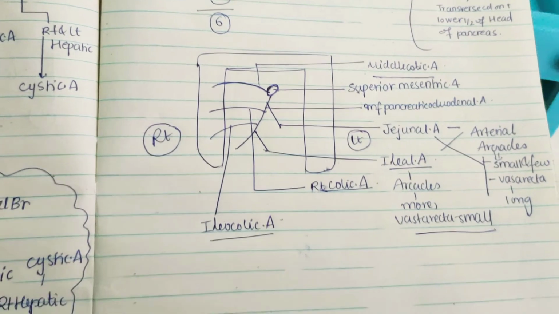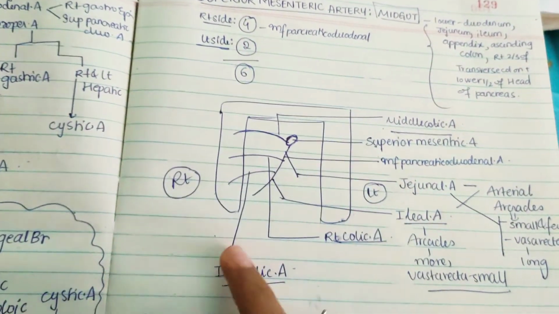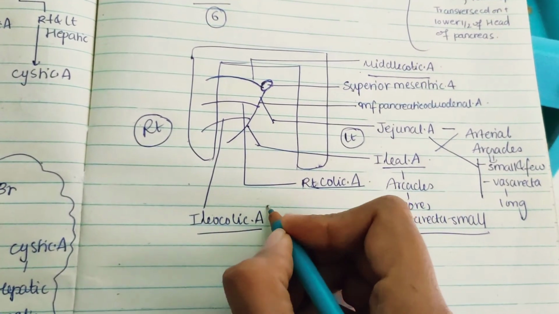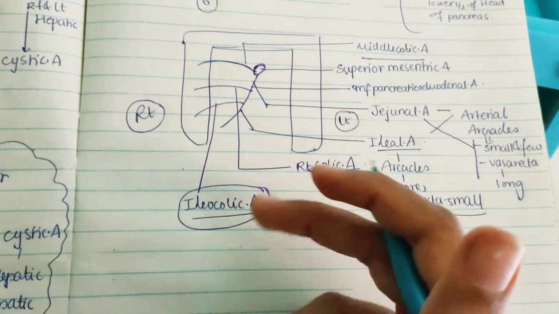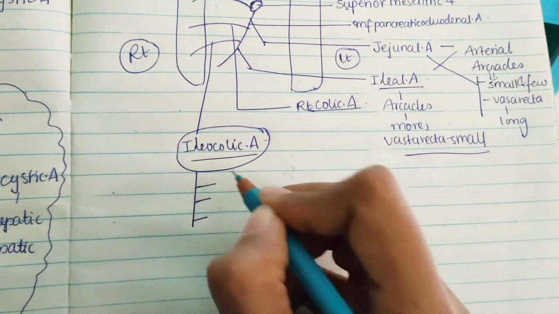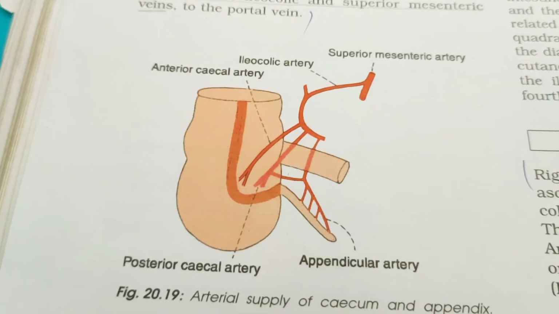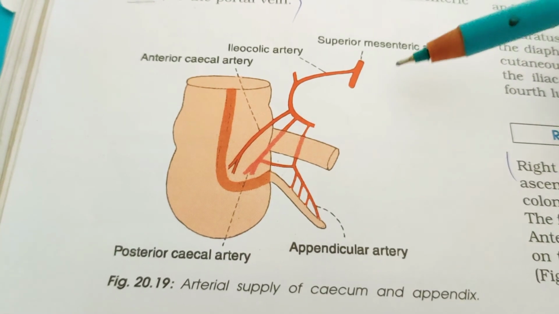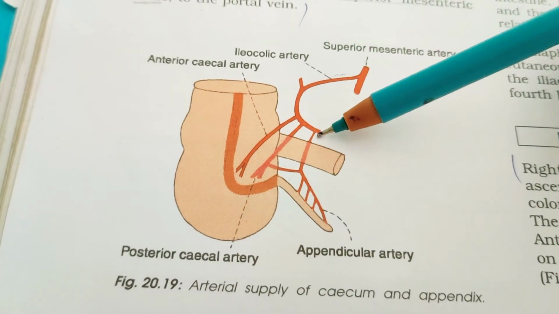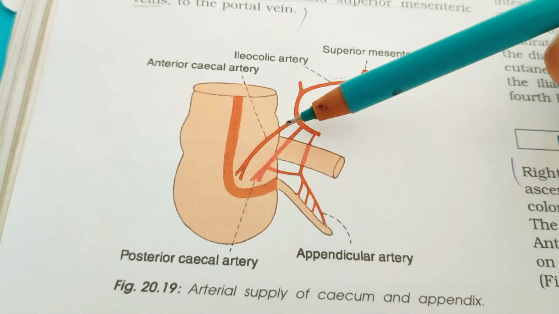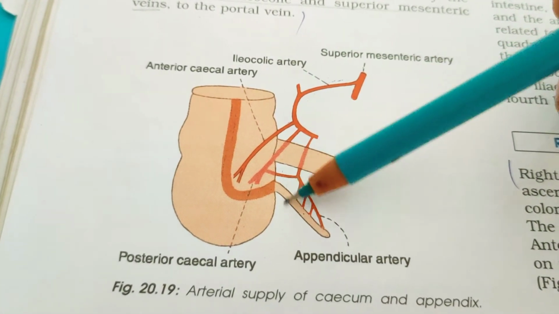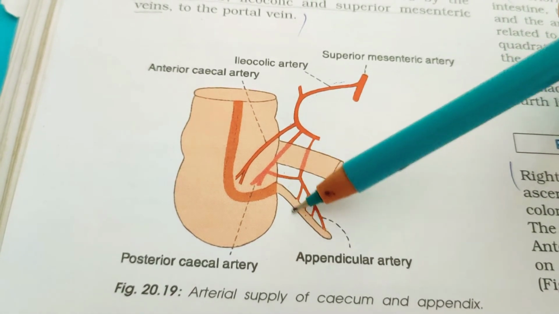Now let us see the ileocolic artery. As we discussed, on the right side we have the middle colic artery, right colic artery, and ileocolic artery. This ileocolic artery of the right side in turn has three branches. What are those three branches? Let us see in the diagram. Here you can see the superior mesenteric artery. From it you get a branch, the ileocolic artery. This ileocolic artery is in turn divided into three branches. The first and second branches supply the cecum, whereas the third branch is the end branch of this artery, which supplies the appendix.